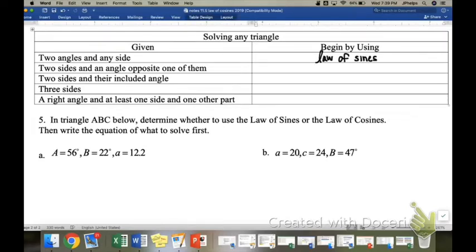The second case is if we're given two sides and an angle opposite one of them, and just like the reasoning that we just did in the first part, we can also use the law of sines because we have this information.